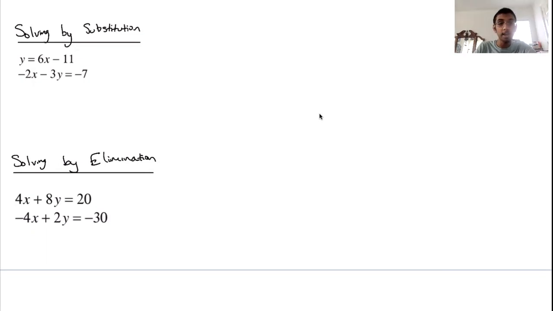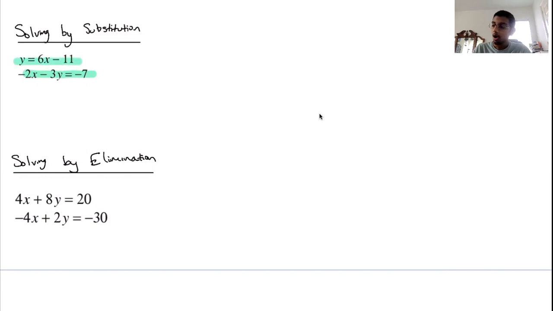We see over here we have y is equal to 6x minus 11, and then negative 2x minus 3y is equal to negative 7. So all we're going to do is try to figure out, let's think about it for a second. In this equation right here, we have negative 2x and negative 3y is equal to negative 7. And this one gives me y already solved.